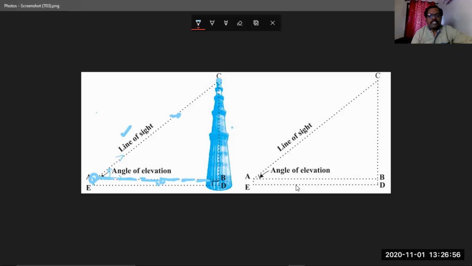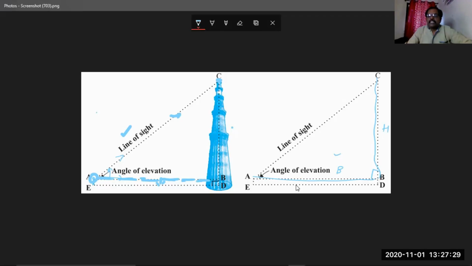So if we see here, that tower is obviously perpendicular to the ground level, right? In this diagram we are forming a right angle triangle, because CB is a tower which is perpendicular to the ground level. This will become the base of the triangle, and this will become the height of the triangle. We can say this is the base, this is the height, right?